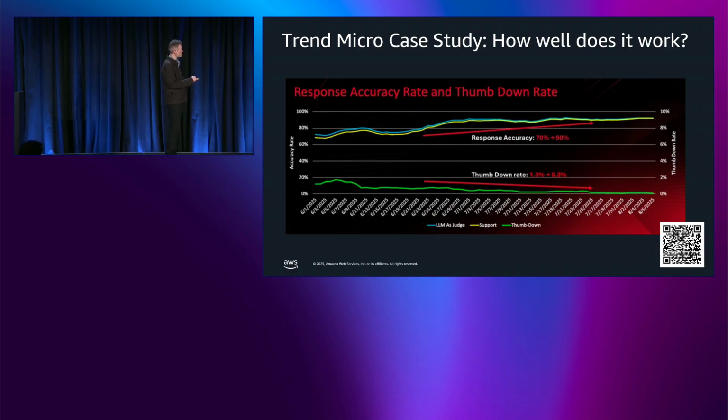That over time, they were able to increase the accuracy of their chatbot from 70% to 90%, so higher is better here. And they were able to increase the user satisfaction. This thumbs down rate is getting lower over time. So they were able to produce more accurate answers, which also improve their user satisfaction.